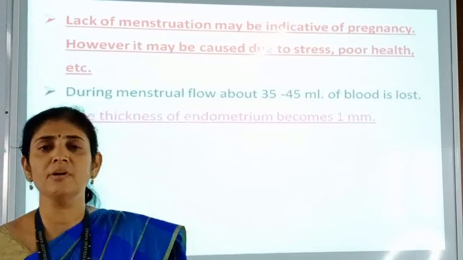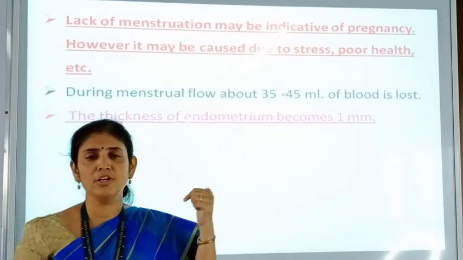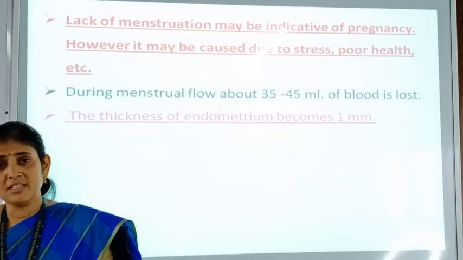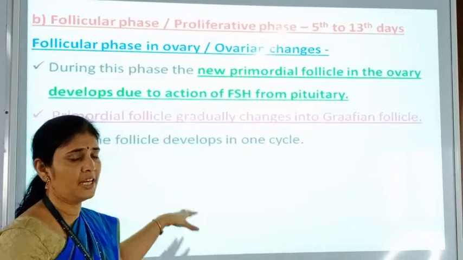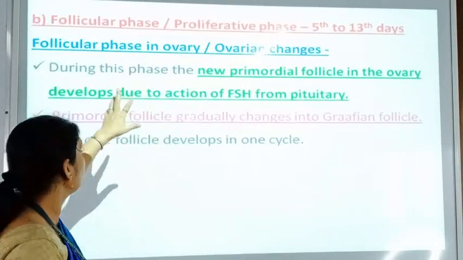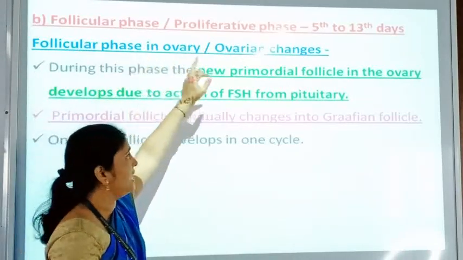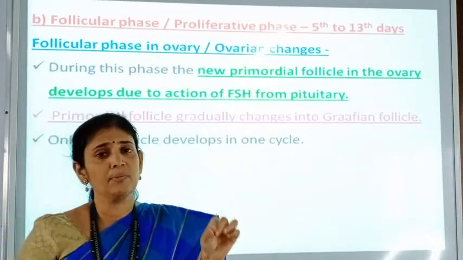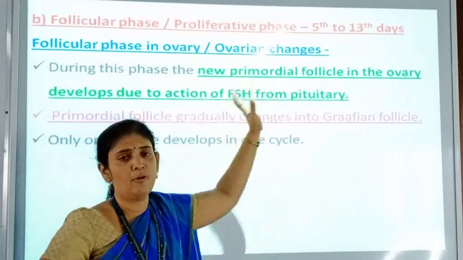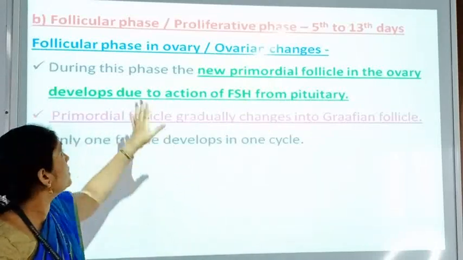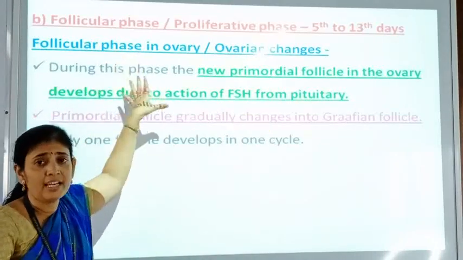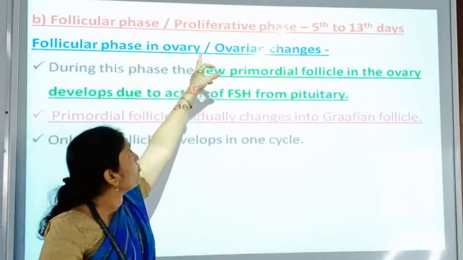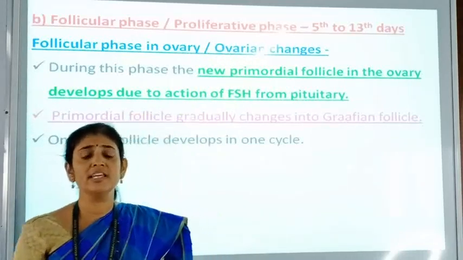That we have to remember the hormonal role during this phase. Now the second phase we have to study. The second phase has two names. First is the follicular phase and second is the proliferative phase, which is occurring between 5th day to 13th day of the cycle. The follicular phase is occurring in the ovary and the proliferative phase is occurring in the uterus.